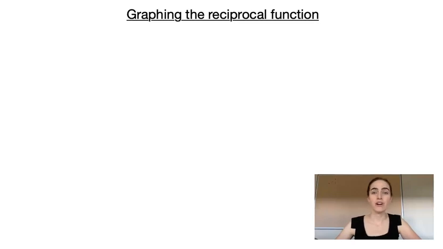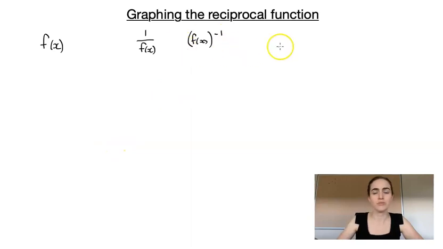So I want to have a look at graphing what's called the reciprocal function. If we're given a function f of x, we might be given the function itself or we might be given its sketch. We want to be able to graph 1 over f of x. Sometimes the notation for that is written as f of x all to the power of minus 1. Just be really careful that you're not writing it as f to the minus 1 of x, because that means something entirely different. But we're looking today at graphing the reciprocal function.